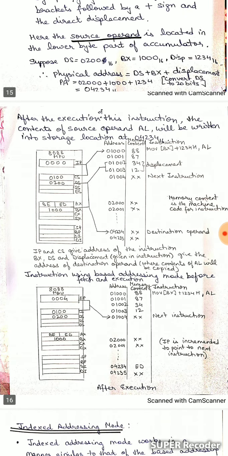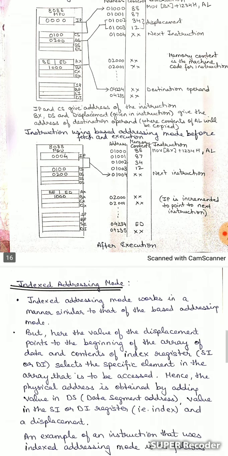In the figure that follows, you can see IP and CS combine to give you the address of the instruction MOV [BX plus 1234], AL. Memory contents denote the machine code for this instruction. DS is being combined with the content of BX and displacement to give you the physical address 04234. After the execution of this instruction, the contents of AL, which is ED, will be copied into this physical address. You can see in the figure after execution, the contents of AL has been copied into the physical address 04234 and IP has been incremented to point to the next instruction.